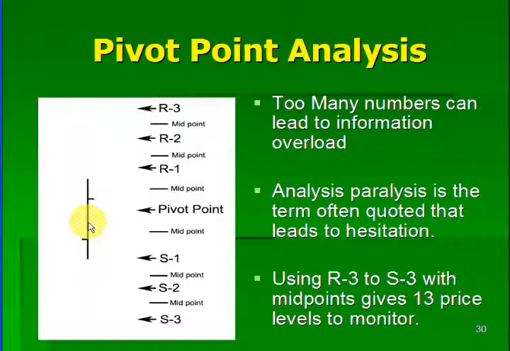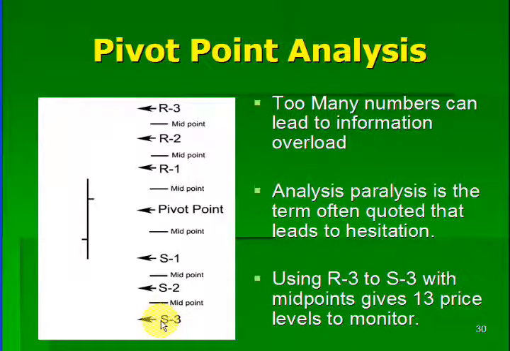So therefore, we're looking for an expansion of this range, and we're going to see R1, we're going to see R2, and R3 would be way up here, a major expansion for the third resistance level. The opposite is true to the downside. If the market is truly bearish, of course, we're going to have the market have an expansion or extension of this overall range, and we'll see S1, S2, and S3.